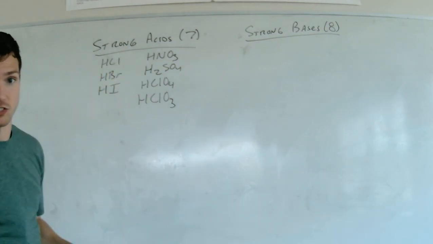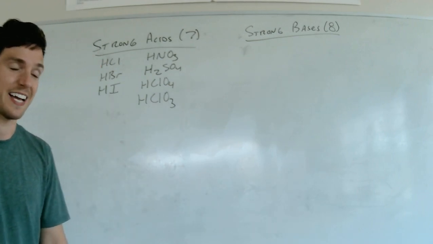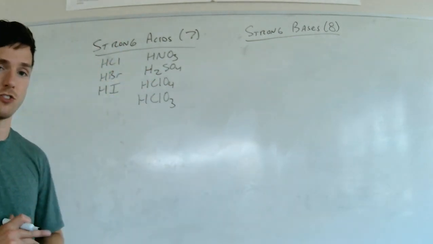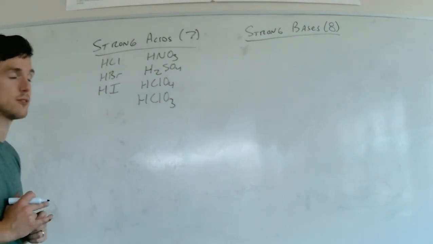The strongest out of all those will probably be nitric acid. Nitric acid actually dissolves your skin on contact. It is a very dangerous acid. It's also a great oxidizer, which means it creates a lot of oxygen. So you have to remember those strong acids.